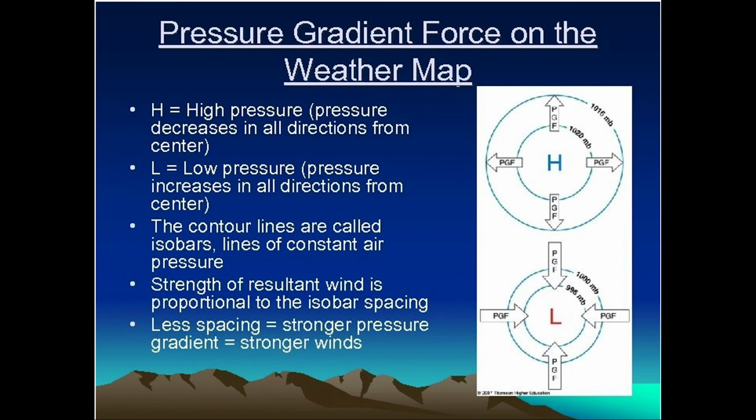And again, from the last diagram and from a bit of this diagram, the strength of the resultant wind is proportional to the isobar spacing. The closer the spacing, the stronger the pressure gradient force. Therefore, the stronger the winds. When you see really tightly spaced isobars on a weather map, you can be sure that there are very strong winds associated at that place on the Earth's surface.